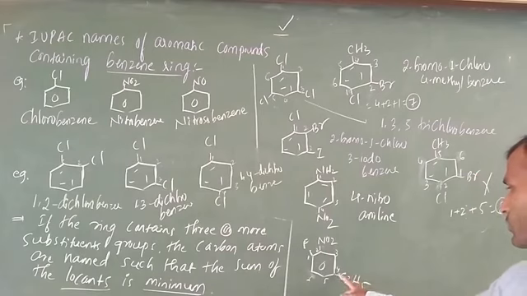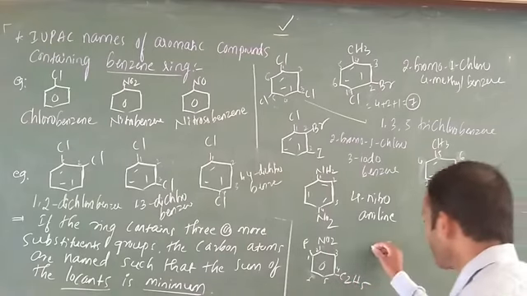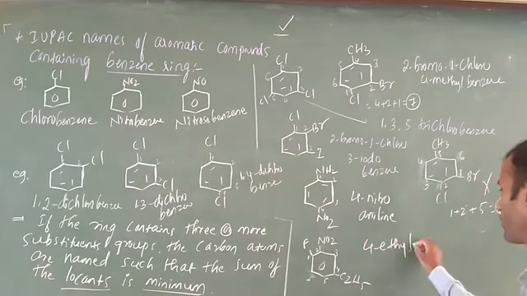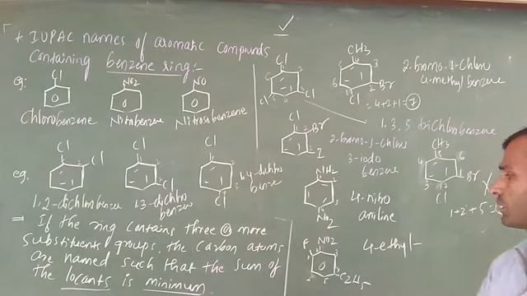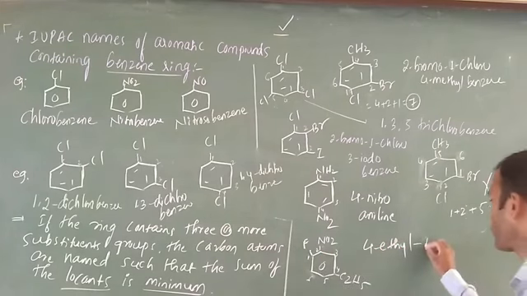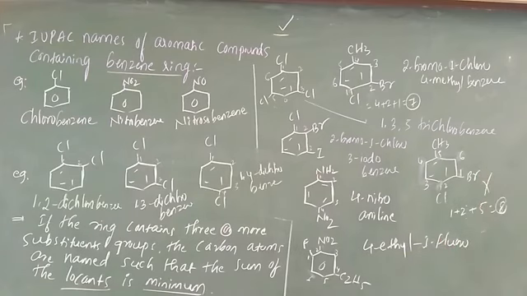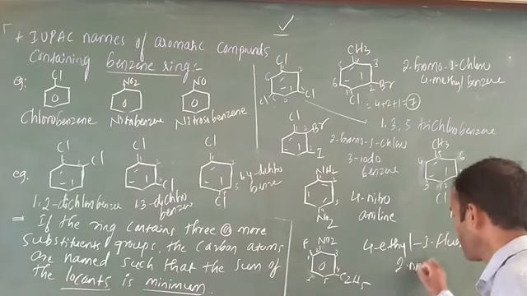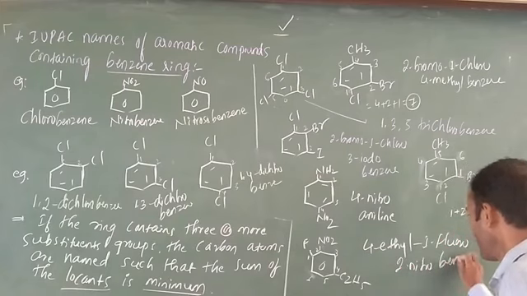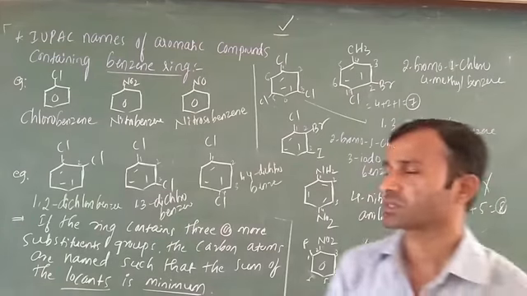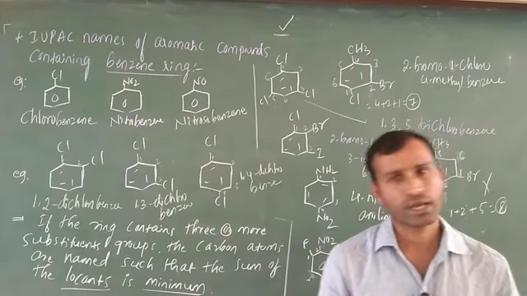Now I am going to write the IUPAC nomenclature of this one. Ethyl is there, E will come first, 4 ethyl, after that here 1 is there, no, F will come first, that is 1 fluoro. So 4 ethyl, 1 fluoro, 2 nitro benzene. Okay, this is the IUPAC nomenclature. Up to this, these are some examples of IUPAC nomenclature of aromatic compounds.